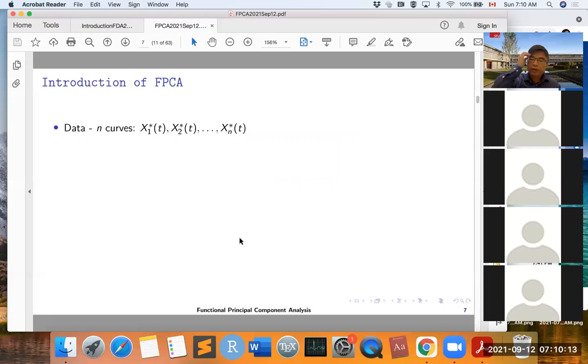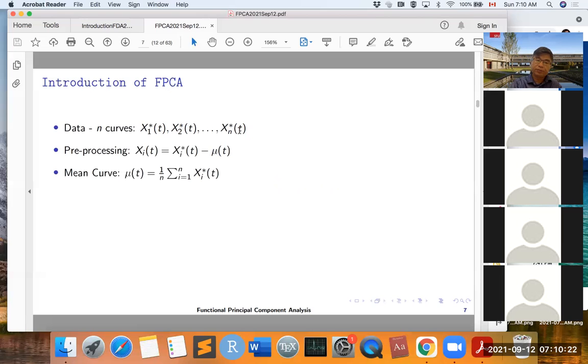Here are some notations. Suppose we have n curves, x1*(t), x2*(t) to xn*(t). We have to first remove the mean curve, okay? Because here we mainly focus on the variations among these curves. So basically, we calculate the mean curve, mu(t), by taking the average of all n curves, and then we remove the mean curve mu(t) from the original curves. We call it pre-processing. So this is the function xi(t), which we call a centralized curve after removing the mean curve.